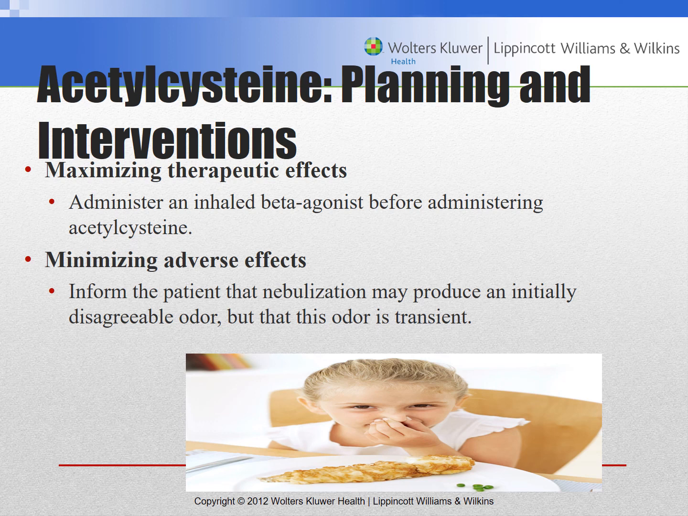So we want to make sure to give an inhaled beta agonist before the acetylcysteine. An example of an inhaled beta agonist would be albuterol. In order to minimize the adverse effects, we do want to inform the patient that nebulization may produce that disagreeable odor, that sulfur smell, that rotten egg smell, but that odor is transient according to textbook terms.